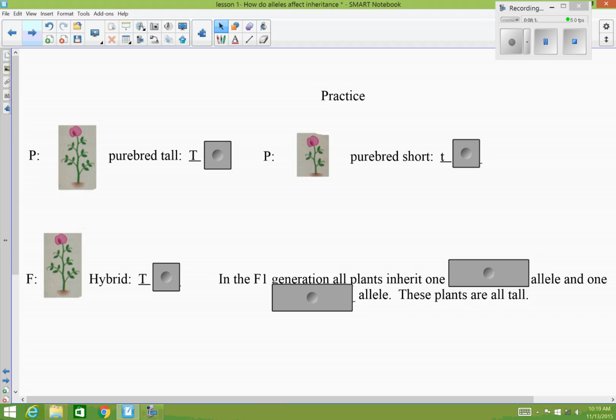Okay, so now you are basically going to fill in the missing allele symbols. Anywhere you see the little box, you're going to fill it in with the correct letter in your notebook. So hit pause, and I want you to fill in what a purebred tall would be, what a purebred short would be, and what a hybrid would be, and then see if you can fill in the blanks. All right, good. You should have attempted this already, so let's see if you got it right.